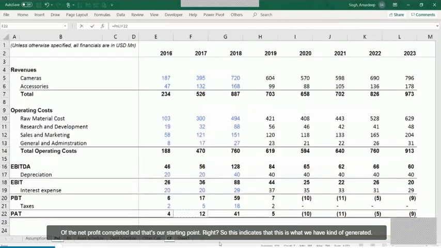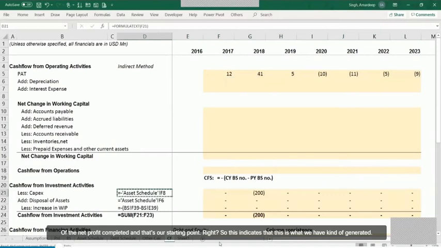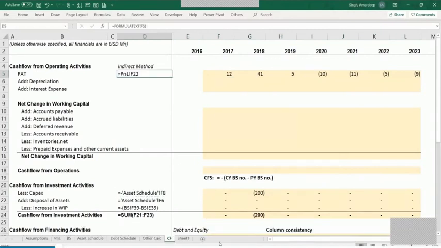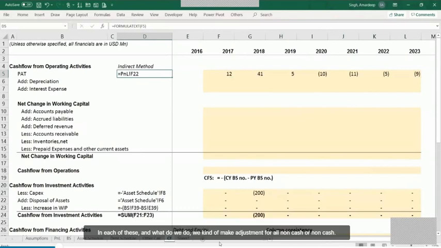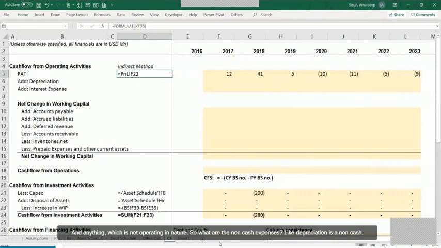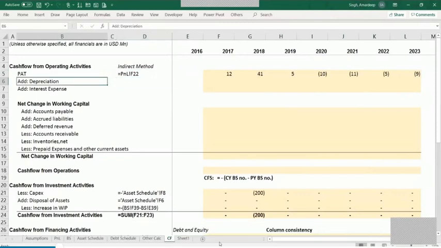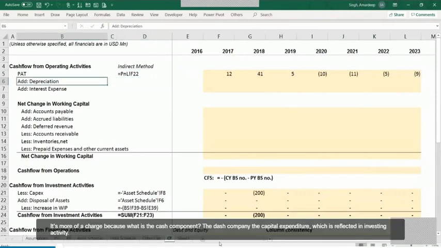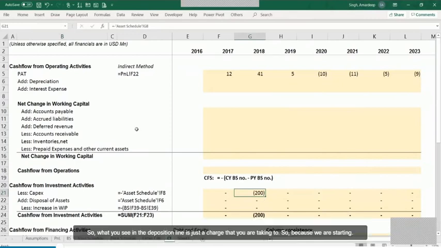So this indicates that this is what we have generated in terms of net profit after tax in each of these years. And what we do, we make adjustment for all non-cash items, all non-cash expenses, and anything which is not operating in nature. So what are the non-cash expenses? Like depreciation is a non-cash expense. It's more of a charge, because what is the cash component? The cash component is the capital expenditure, which is reflected in investing activities. So what you see in the depreciation line is just a charge that you are taking to P&L.